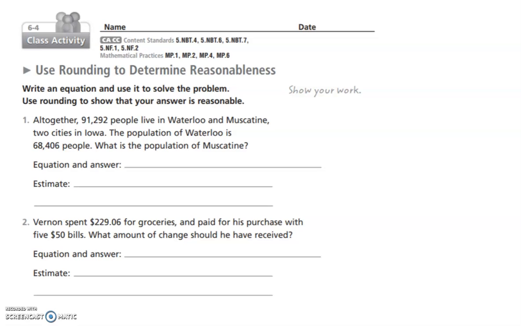So the first 2 questions are giving you the following directions. It wants you to specifically use rounding to talk about reasonableness. So let me remind you first before we start what reasonableness means. Reasonableness just simply means, does my answer make sense? So I am going to test if my answer makes sense by going back to round those problems to be sure I did it correctly. So we're going to write an equation to solve the problem and then use rounding to show reasonableness.